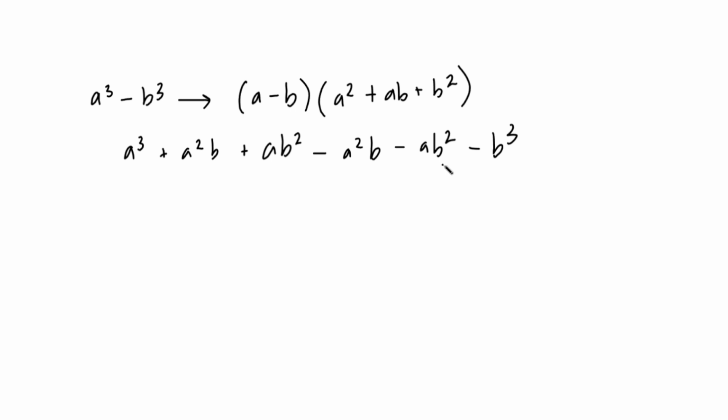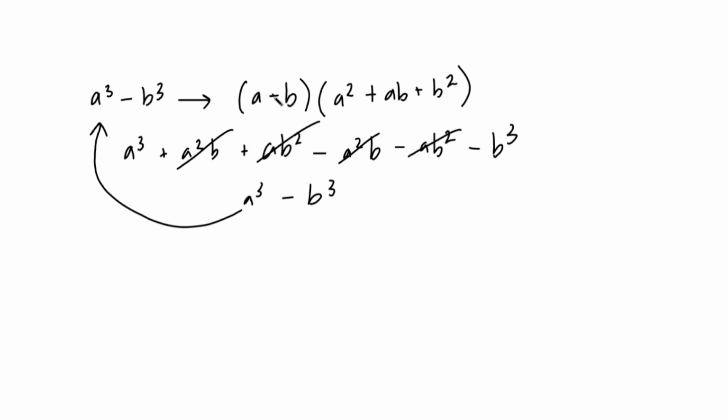So let's look at the inside. We have a positive a squared b, but we also have a negative a squared b. So when we add those together, that's going to give us 0. So we can just cancel those out. And then when we look at ab squared, we have a positive 1, and we also have a negative 1. So when we add those, we're going to get a 0. So what do we have left? A cubed minus b cubed. That brings us back to the unfactored form.